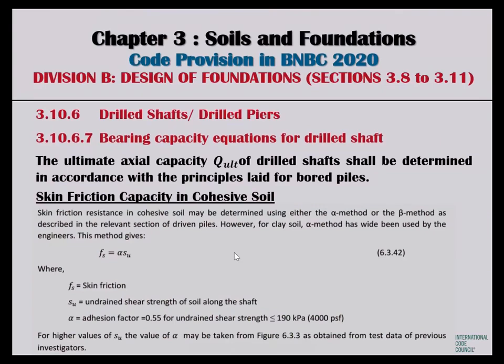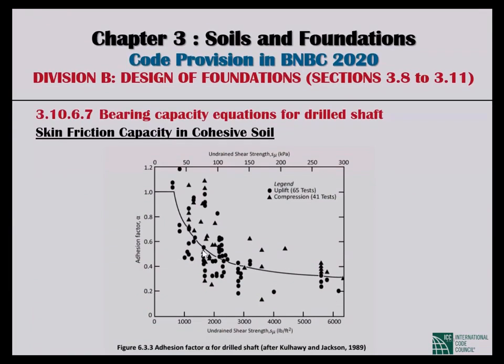So it is also like this. For cohesive soil, alpha times Su. But there is a different alpha over here. We are suggesting alpha from this chart. If you have the undrained shear strength Cu, or Su, you'll get the adhesion factor. Keep in mind, the higher the value of undrained shear strength, the lower the value of alpha. Could you get my point? The softer the soil, the less the disturbance. The stiffer the soil, a lot of disturbance would be there.